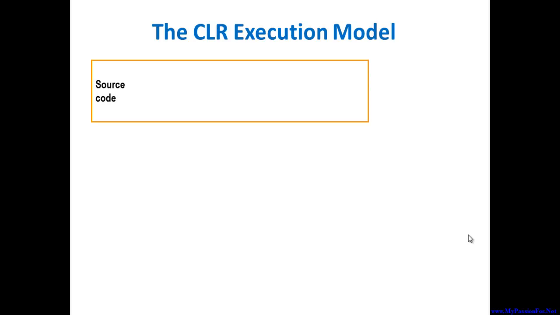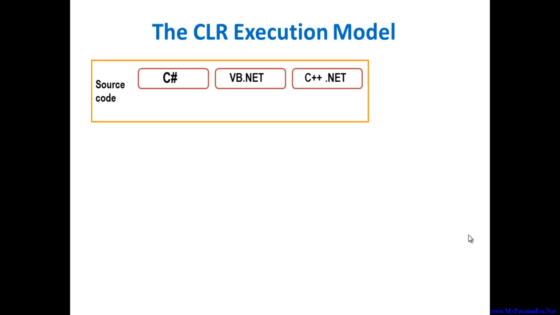Now let's see what actually happens when we start writing code in .NET and what the CLR execution model looks like. To begin with, first you have to write your source code, and your source code can be in one of the .NET compliant languages like C#, VB.NET, or C++.NET. What happens when you write your source code in any of these programming languages? You have to compile your code. Each language has its own dedicated compiler.